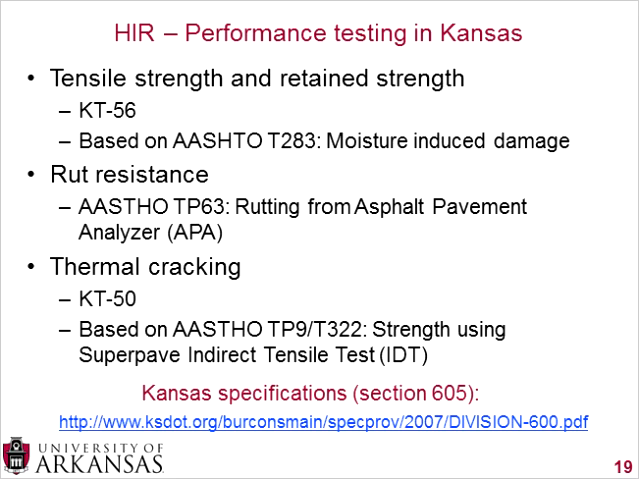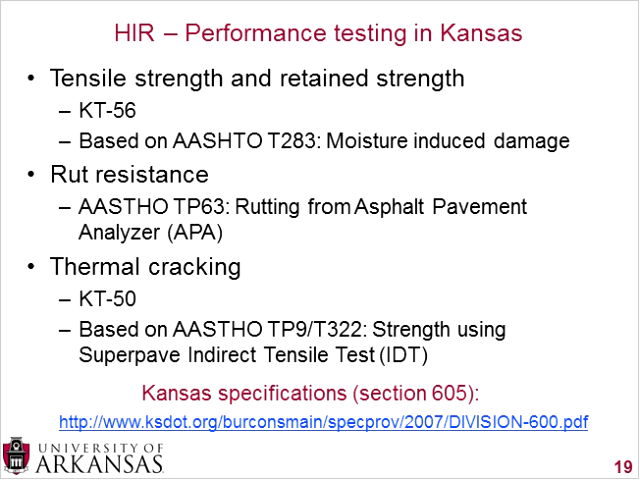But in the state of Kansas, which has been quite innovative with the HIR performance testing, they run 3 tests. First is the tensile strength of the retained strength, and they run their own specification for this, KT56, which is based on the AASHTO T283 specification, which is the moisture-induced damage specification. The second test they run is the AASHTO TP63, which is the APA, the reading from the asphalt pavement analyzer.